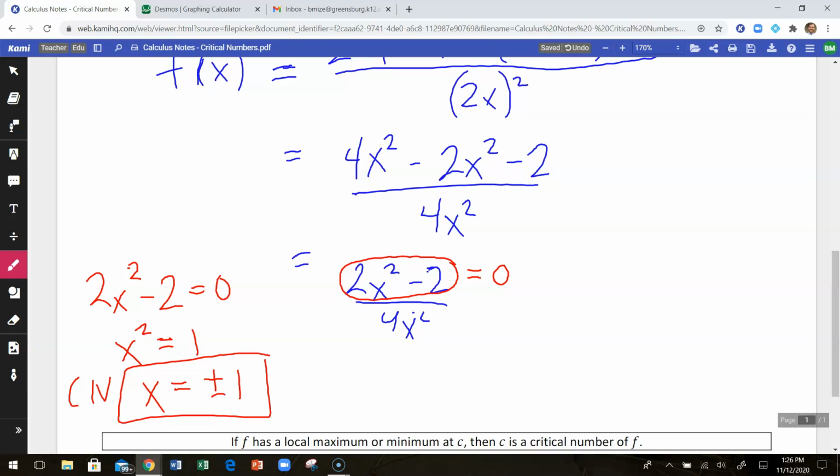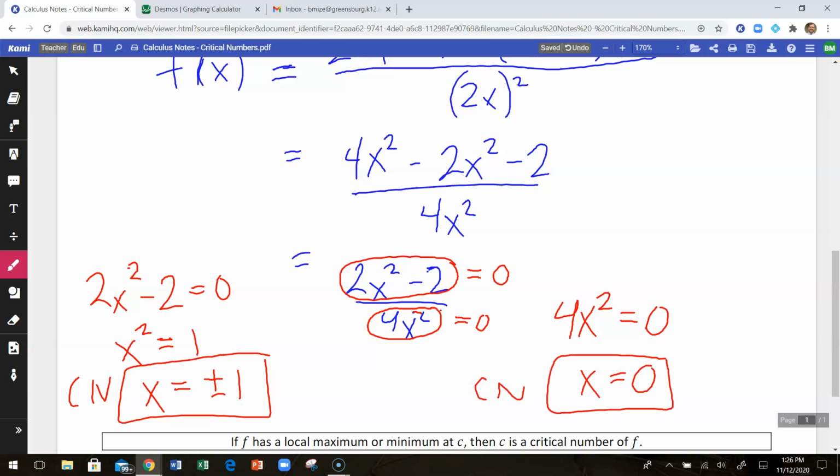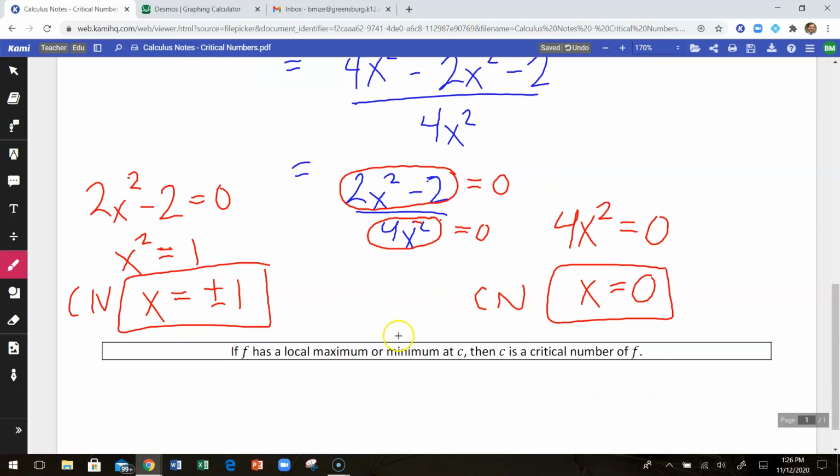For a rational function, if the bottom of the rational function is equal to 0, that's when it's going to be undefined. So I'm going to have critical numbers where the derivative is undefined, when the bottom equals 0. So I also need to take the 4x squared and set that equal to 0, and that is going to give me an answer of 0, which is another critical number. It's just a critical number where the function is undefined. Okay, so take the derivative and then set it equal to 0 or find where it's undefined. That is how you find critical numbers.